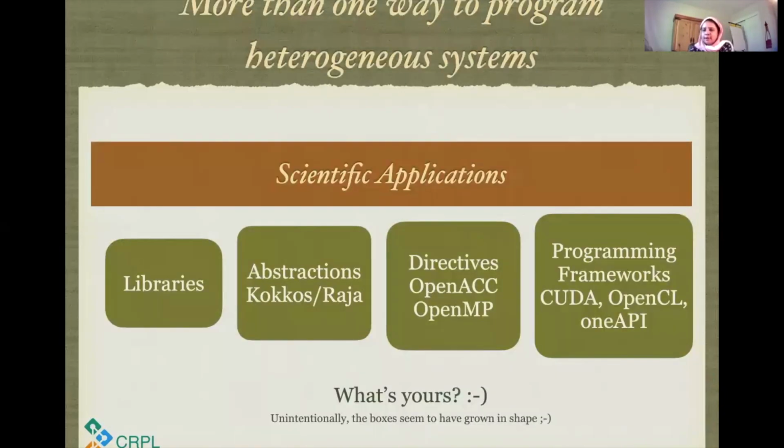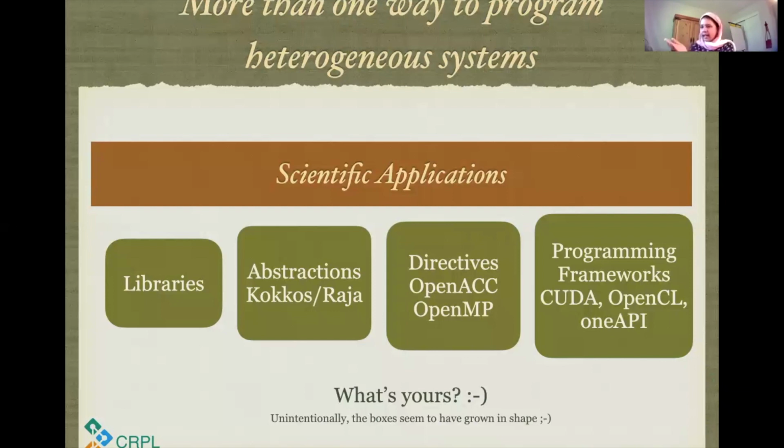A classic question is, and the size of the boxes is not intentional. Just because I added to the boxes, they grew. So we have different ways to program scientific applications. You all may have choices. Nothing is perfect. Nothing is the model. Anything that the scientific developer loves to use and solves the problem becomes the model of your choice, right?